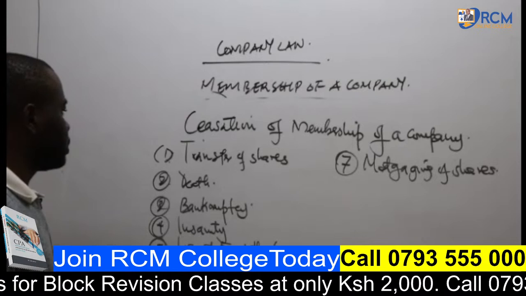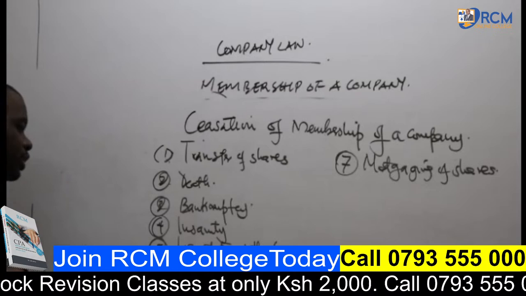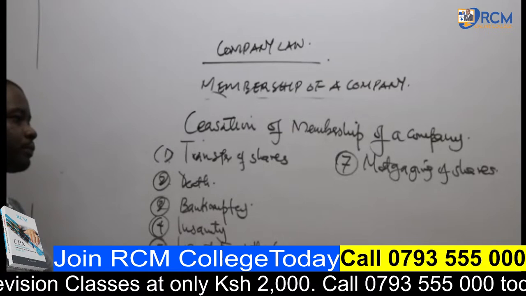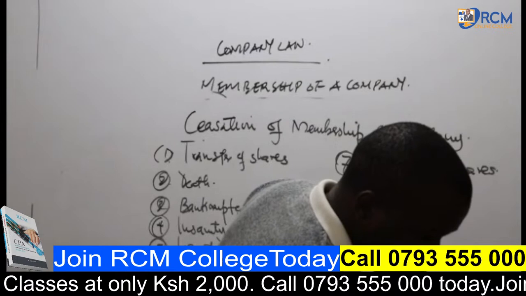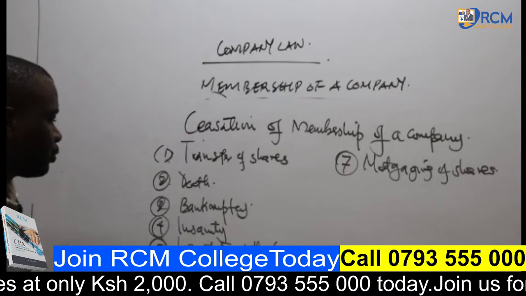So you can have transfer of shares, death of a member, bankruptcy of a member, insanity of a member, liquidation of the company, you can have lien on shares, you can have mortgaging of shares. So mortgaging of shares, lien on shares, liquidation of the company, insanity, bankruptcy, death, or transfer of shares.